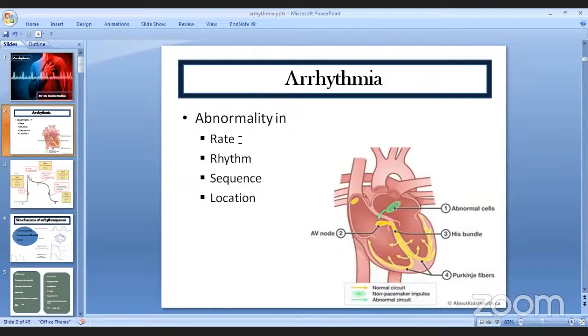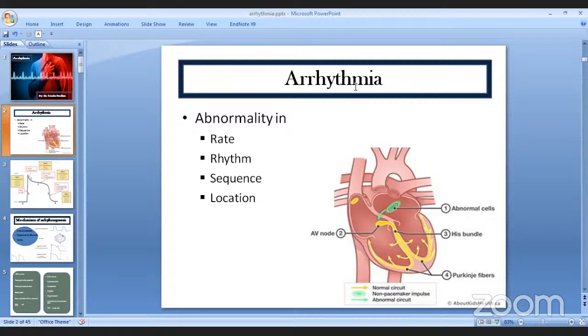The second is an abnormality in rhythm. The heartbeat is supposed to be regular, right? But when there is an irregularity in our heartbeat, then you have an arrhythmia. The third one is an abnormality in sequence, right? The sequence that we need.